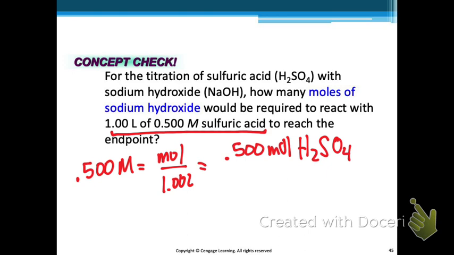Okay, so let's look at our relationship here between H and OH. Are we going to need twice as much sulfuric acid, or are we going to need twice as much base, sodium hydroxide? Twice as much base, right? I'm going to need twice as much base.